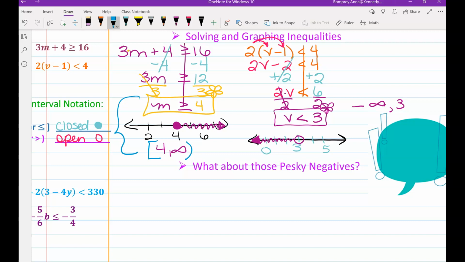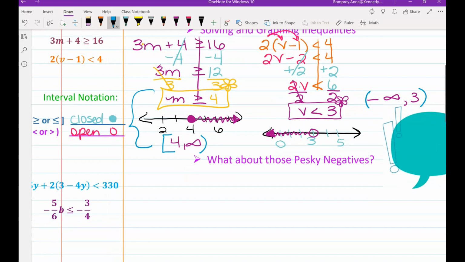Now, negative infinity, open or closed? Infinity is always open because it goes on and on forever. That 3, was our 3 open or closed? Was it included? Nope, 3 did not make the statement true, so it's not included, and we show that with a parenthesis. All right, hopefully that's okay. You guys let me know if you have any questions.